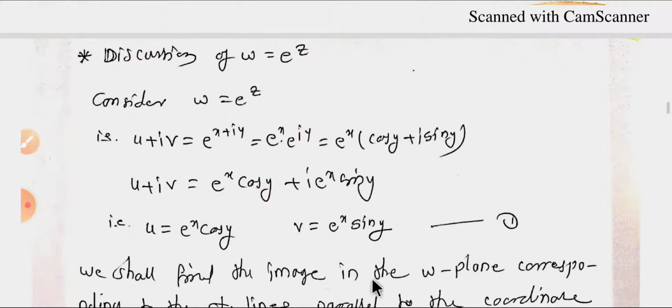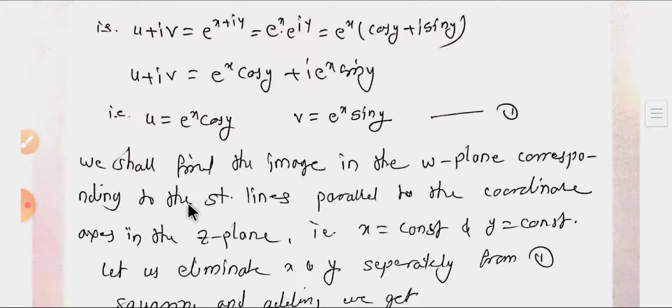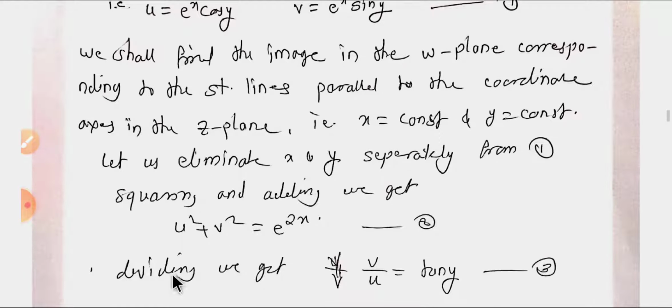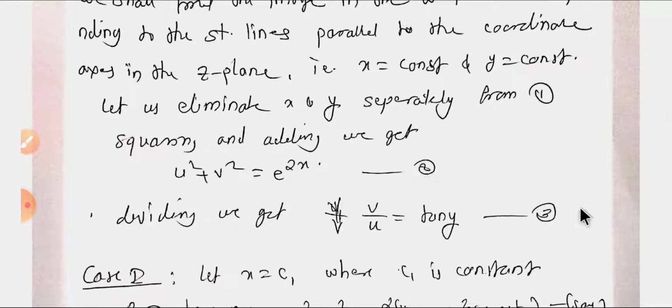So now we find the image in the w plane corresponding to the straight lines parallel to the coordinate axes in the z plane. Consider x equal to constant and y equal to constant. Let us eliminate x and y separately from 1. Squaring and adding both these equations, we have u square plus v square equal to e raised to 2x. And dividing, we get v by u equal to tan y. Consider equation 2 and equation 3.